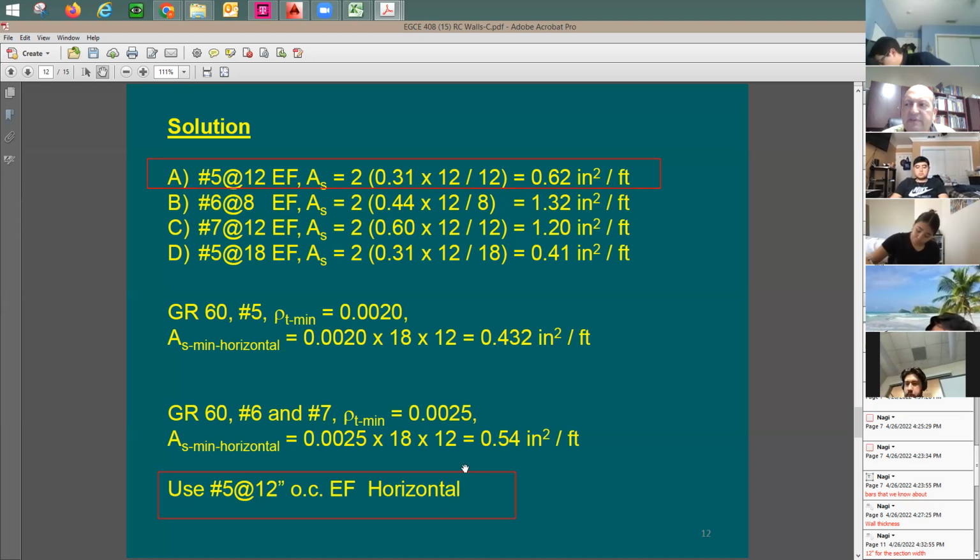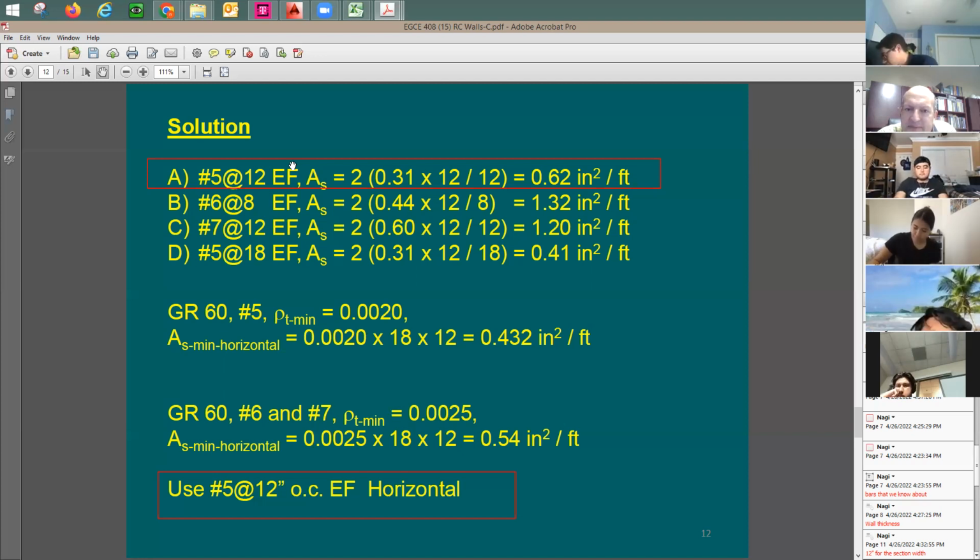It's going to be less reinforcing. If you don't want to use number 5, guess what? You're going to put maybe double the amount of reinforcing if you decide to go to number 7 at 12. It's going to be just too much reinforcing. Not a good option. So I just stay with number 5 at 12, each face, which means 2 bars at 12 inches on center. Questions before I move to the next example?